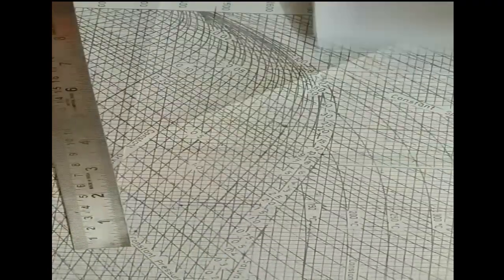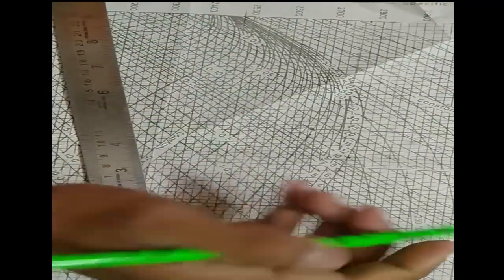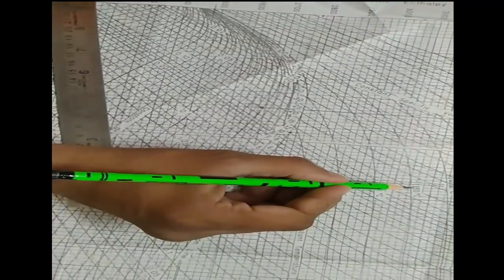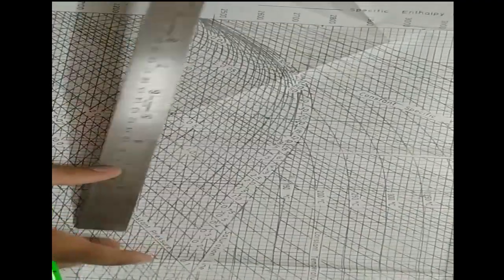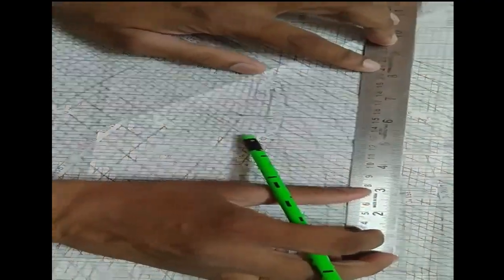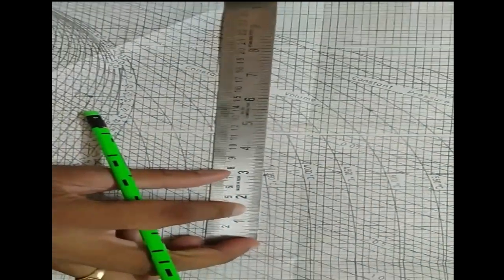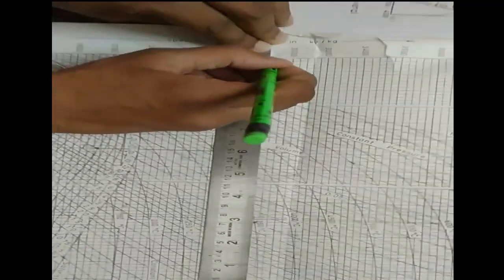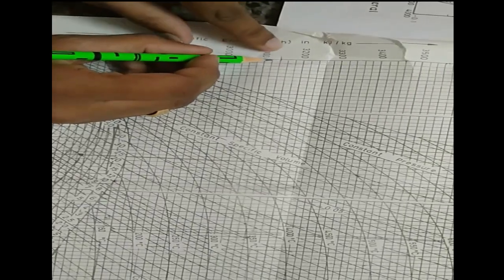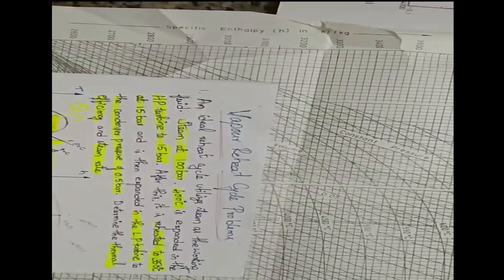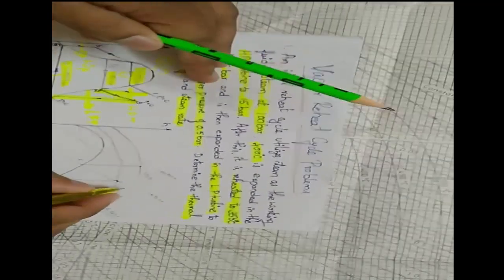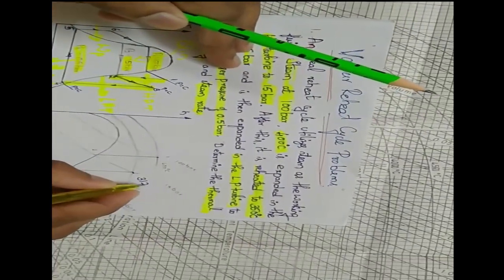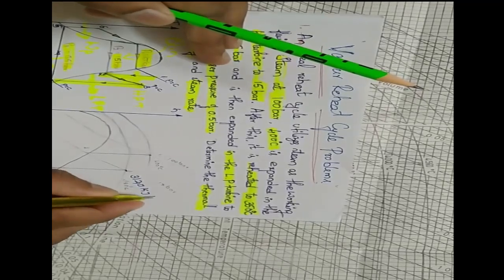Next I have to write H3. Where is H3? This is your point number 3. Again I am going to draw a horizontal line up to here. This is your H3 point. So 3100, 3120, and this is 40. So H3 is 3140 kilojoule per kg.